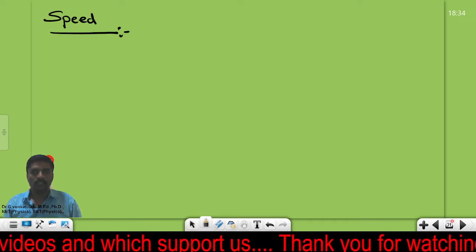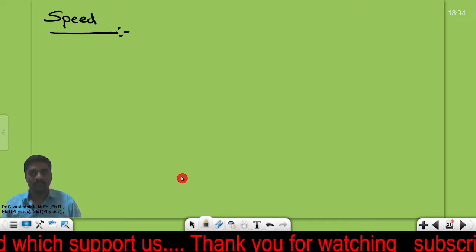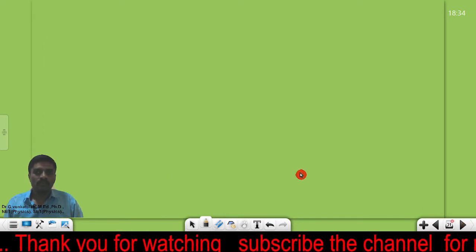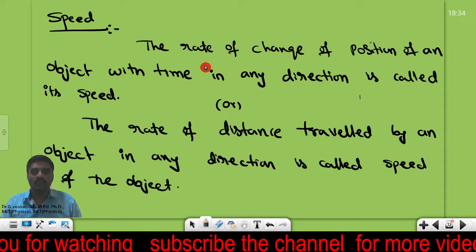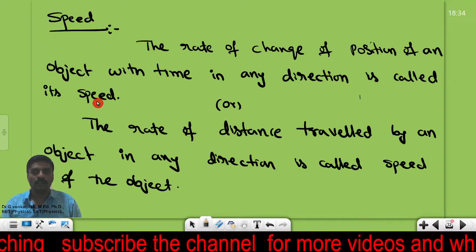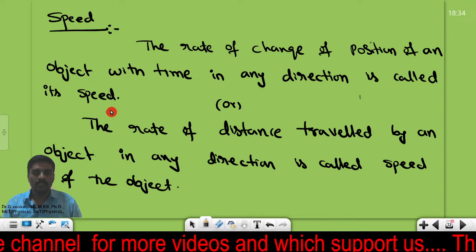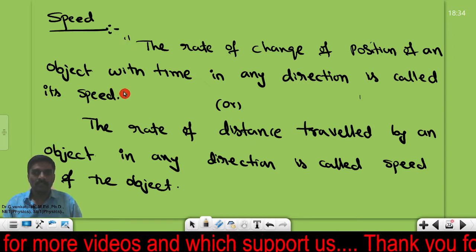Today our goal is to learn about speed. So let me take the definition of speed. Speed is nothing but the rate of change of position of an object with time in any direction. It is a somewhat difficult definition.